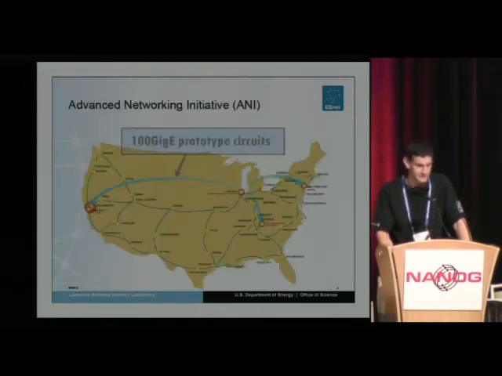So ANI, or the Advanced Network Initiative, was an ARRA-funded program that was intended really to accelerate the commercialization of 100 gig by deploying a nationwide 100 gig backbone. And so what we essentially have today is a pre-production 100 gig network that has 100 gig circuits stretching across the country. It links the three major Department of Energy supercomputing centers shown here in the red circles. Those are NERSC, Argonne, and Oak Ridge. And we also have a 100 gig connection to the international exchange point known as MANLAN in New York.